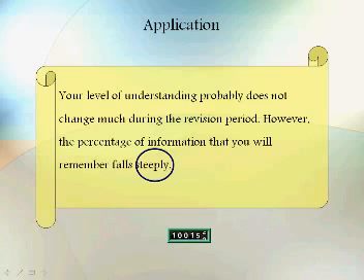Actually, I chose this word because while teaching this text, I found many of my students did not understand the meaning of the word steeply. But let us ask ourselves the first question. Can I understand the text without the word steeply? Let us read it together. Your level of understanding probably does not change much during the revision period. However, the percentage of information that you will remember falls steeply.